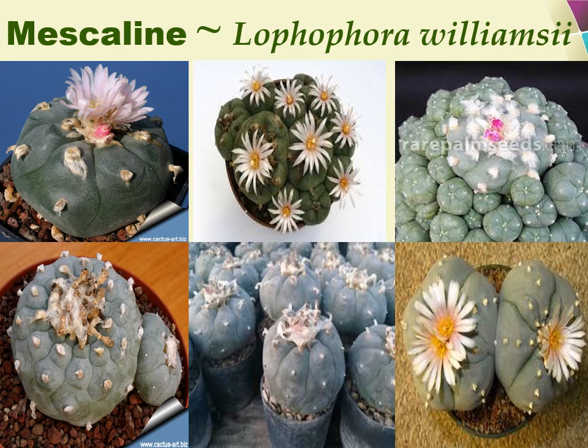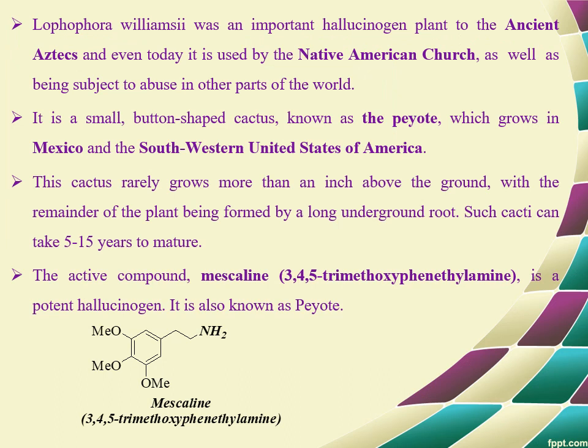The second products are obtained from the plant Lophophora williamsii, and the potent psychoactive compound present in this plant is called mescaline. This Lophophora williamsii was an important hallucinogenic plant to the ancient Aztecs, and even today it is used by the Native American Church, as well as being subject to abuse in other parts of the world.